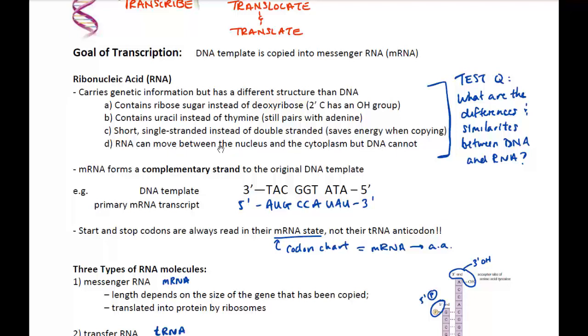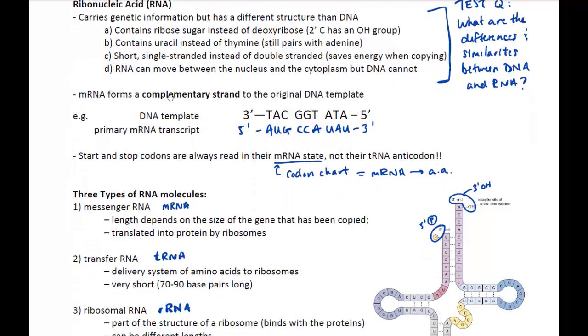Now, this last one is a location difference. It is not a structural difference. So if you're giving me similarities and differences in structure, it can be talking about these three first things, but not this last one. That's a location difference. Okay, so be careful when you're answering that on your test question.